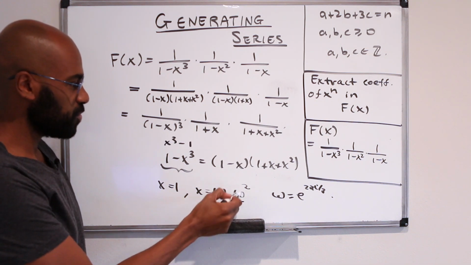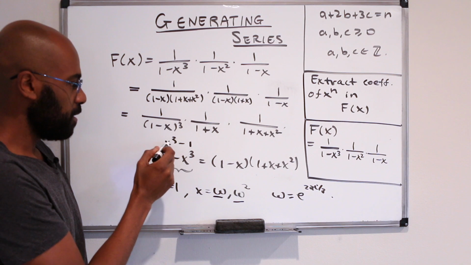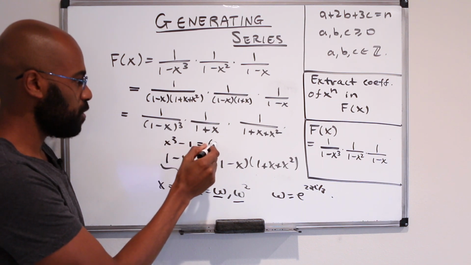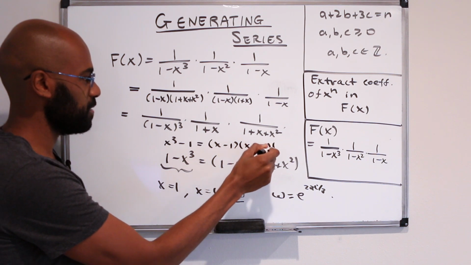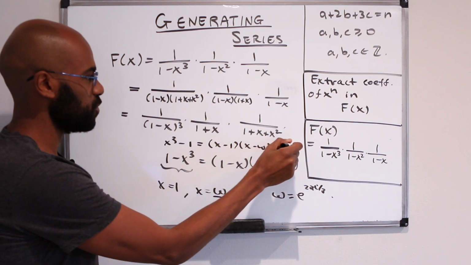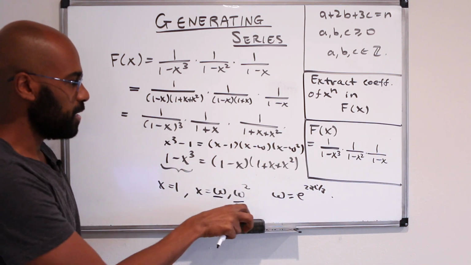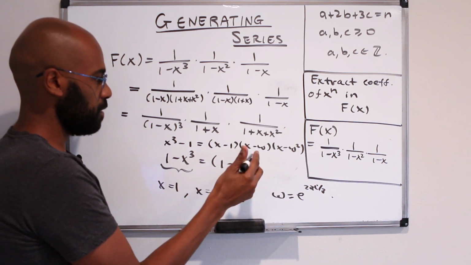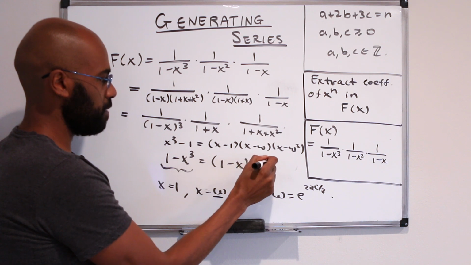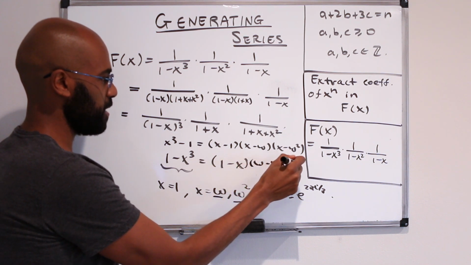So if omega and omega squared are roots of this thing, if we think about x cubed minus 1, it'll factor into x minus 1 times x minus omega times x minus omega squared. And so this thing here will factor into omega minus x times omega squared minus x.